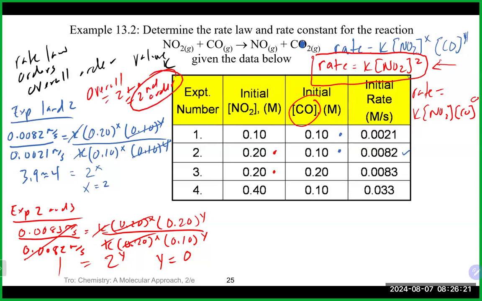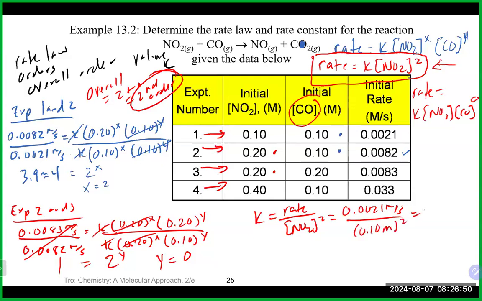Now that we do have the completed rate law, we could solve for the rate constant. K would equal the rate divided by NO2, and again, we do need to square it. At this point, we could absolutely choose any one of these entries in this table to solve for it. So I'm just going to take the first entry, and that would give me 0.0021 molar per second divided by our NO2, which is 0.1 molar squared. And that will get us here.